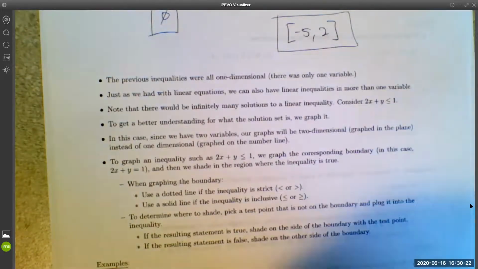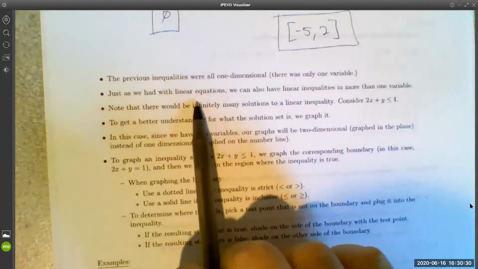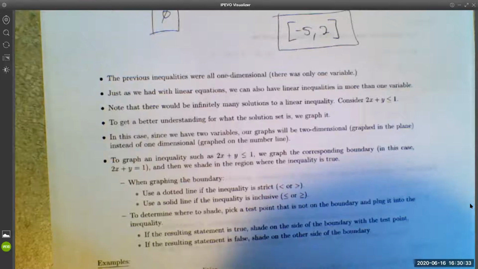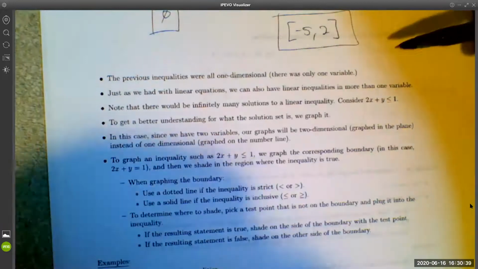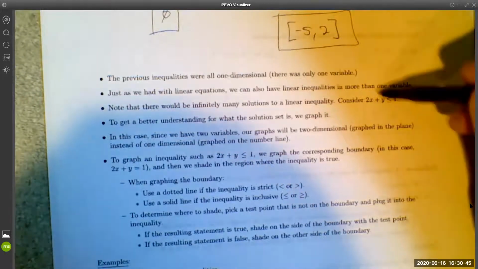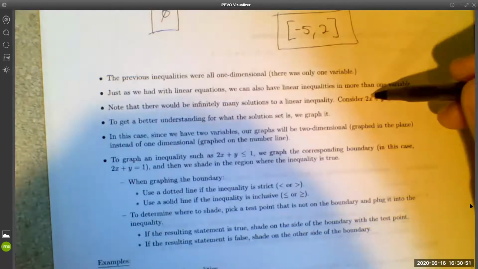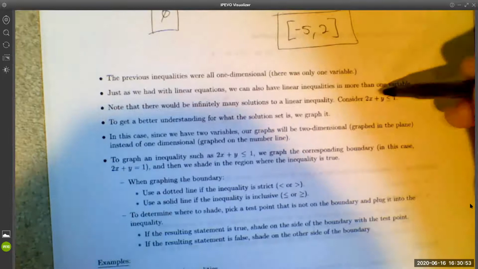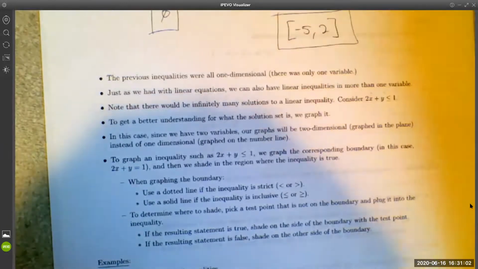Okay. So these inequalities that we've solved so far have all been one-dimensional, right? There was only one variable in them. But just like we had with linear equations, we could also have linear inequalities with more than one variable. And there would be infinitely many solutions to these kinds of inequalities. So for example, let's consider the inequality 2x plus y is less than or equal to 1. You could plug in like 0, 5. That wouldn't be a solution. But 0, negative 5 would be, or negative 2, 0 would be, or negative 2, negative 7 would be a solution. Right? There are infinitely many solutions.